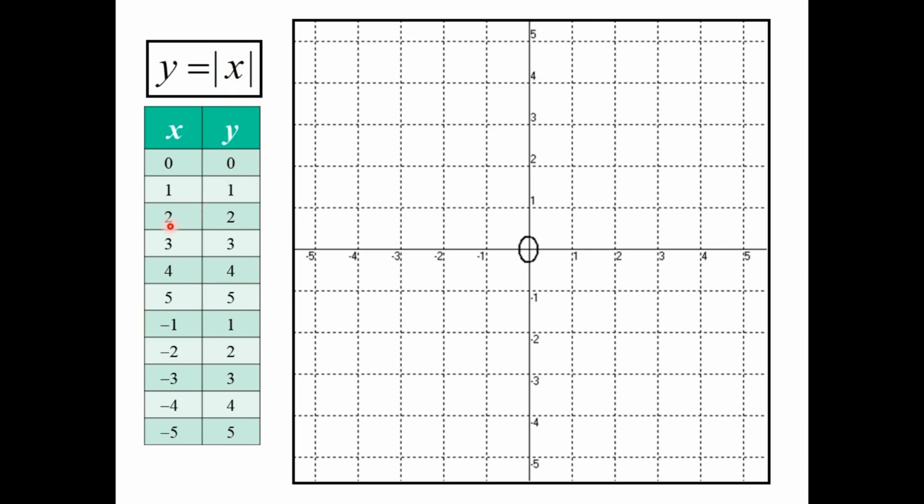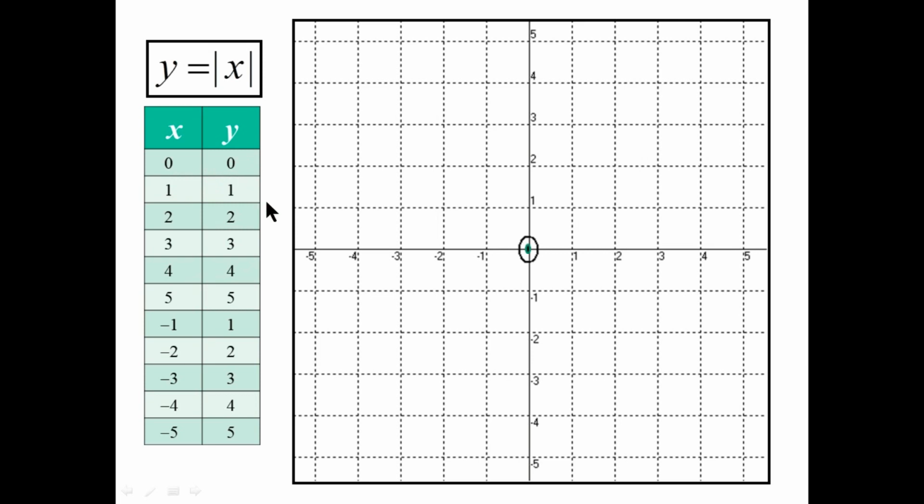So if x was 2, well, y is the positive version of 2. If x was 5, well, y is the positive version of 5. But if x was, say, negative 3, so if there was a negative 3 inside those absolute value brackets, y would be the positive version of negative 3. So y would be positive 3. Notice all the y values, and therefore all the absolute values, are positive numbers.